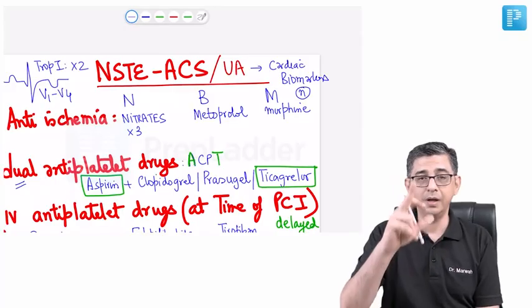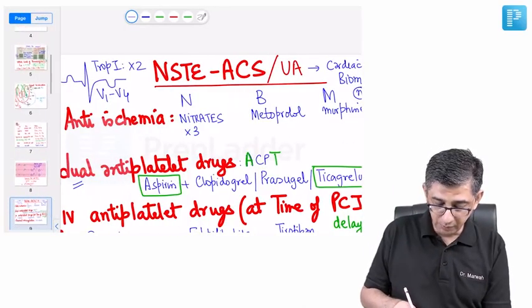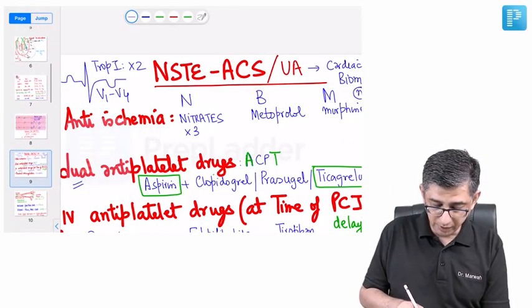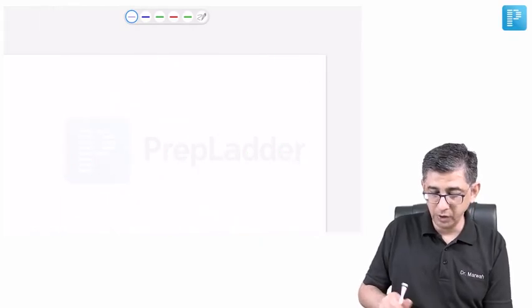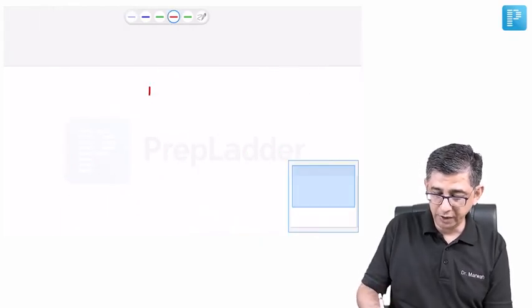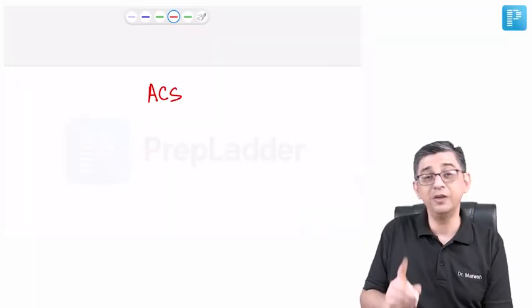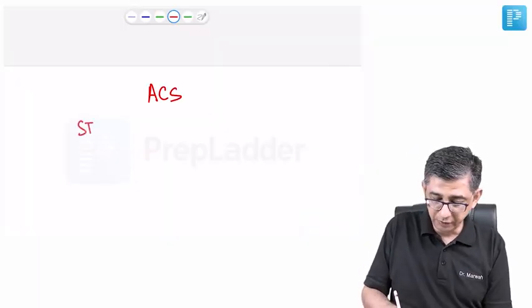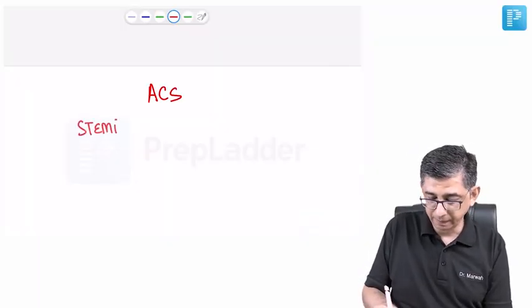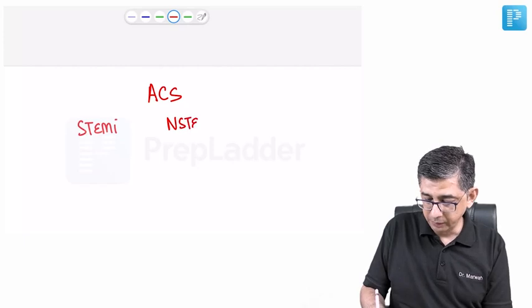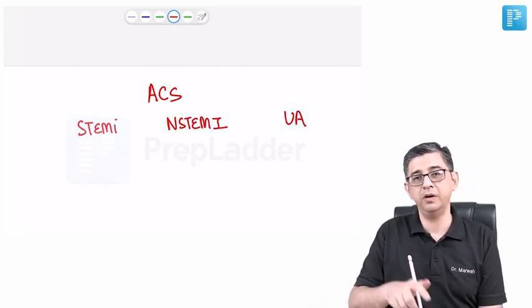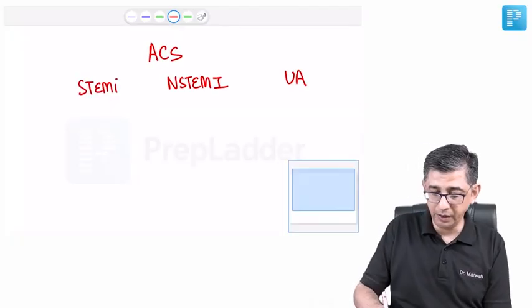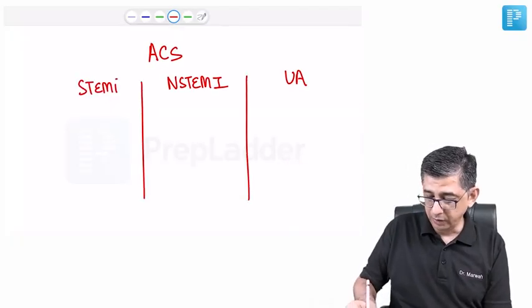If you're having difficulty remembering this, let me give you a quick hack to remember this information. Let me jot it down here before you. Whenever you write the word ACS, acute coronary syndrome, there are three differentials. One would be STEMI. Please make a table by yourself at this point and follow my words.